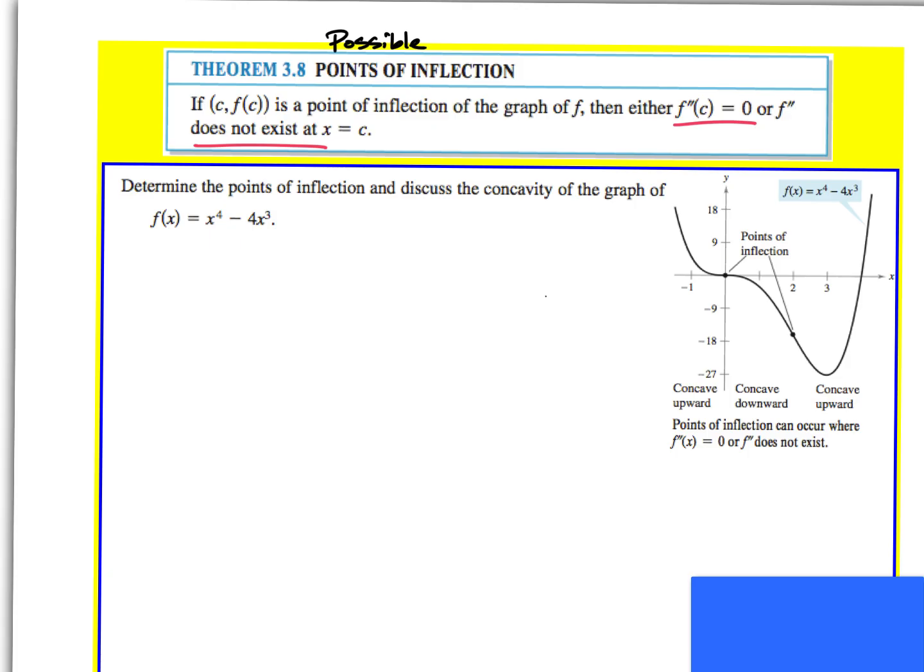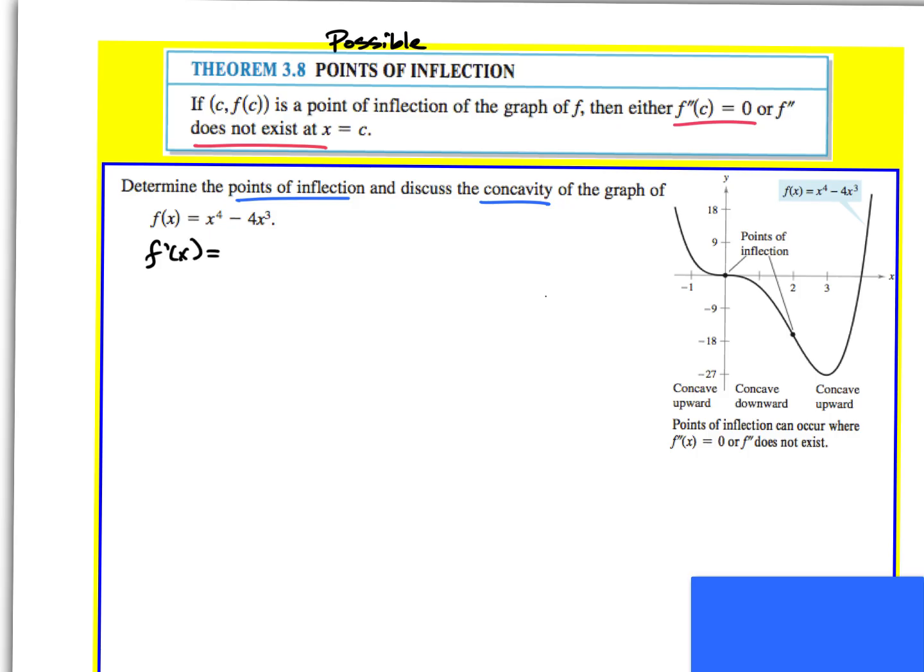Determine the points of inflection and discuss the concavity of the graph. F of x is equal to x to the 4th minus 4x cubed. All right, fantastic. So if I need to talk about points of inflection and concavity, I need to get to what derivative? Second derivative. So let's do a first derivative.